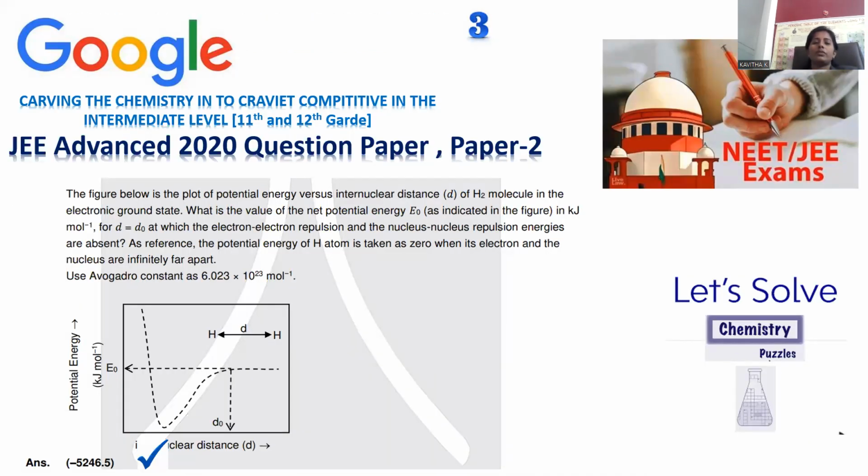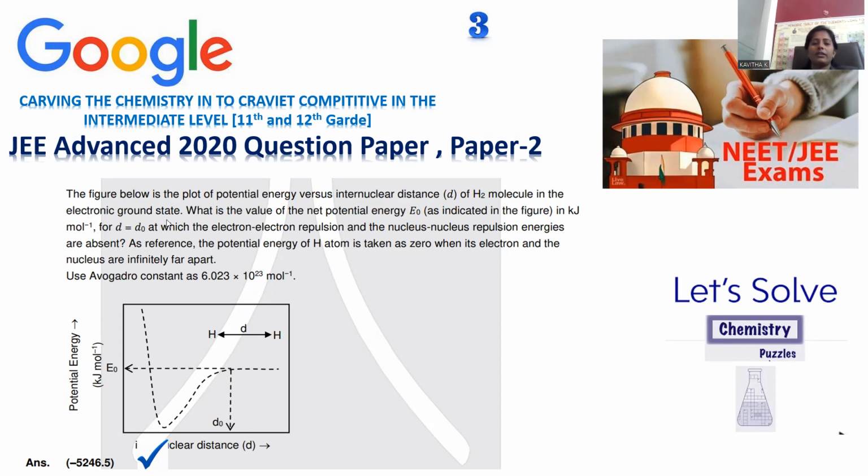Okay, move on to question number 3, JEE Advanced 2020 question paper, paper 2. You collected this question. The figure below is the plot of potential energy versus internuclear distance of the hydrogen molecule. Potential energy and internuclear distance were plotted, so that we got the curvature there, with the internuclear axis drawn. Here the distance between two hydrogen atoms is taken. Potential energy versus nuclear distance was taken, right? This is for the hydrogen molecule.